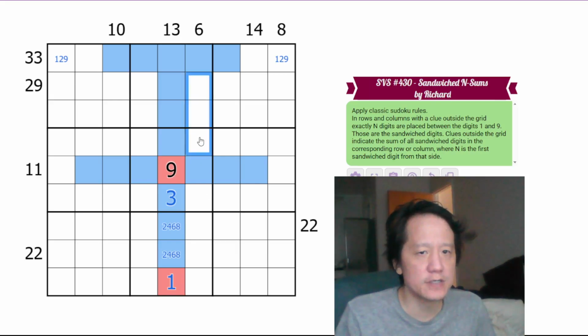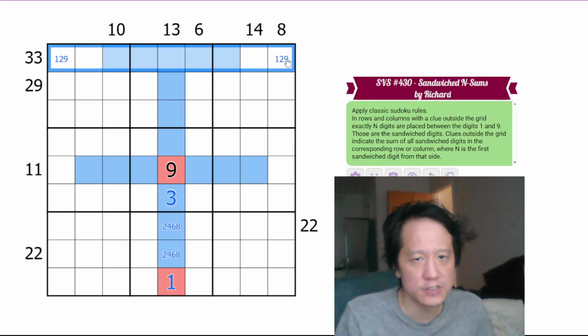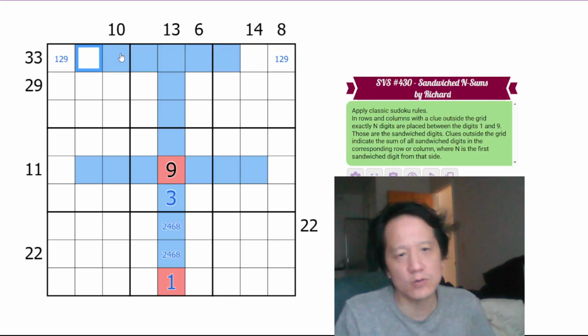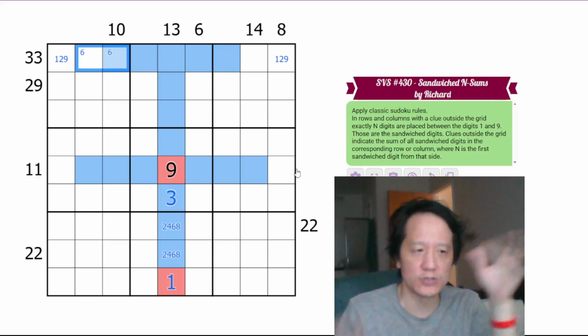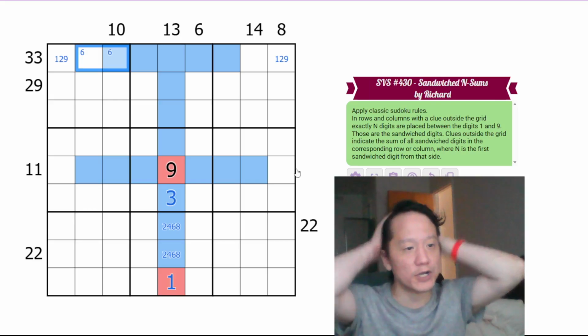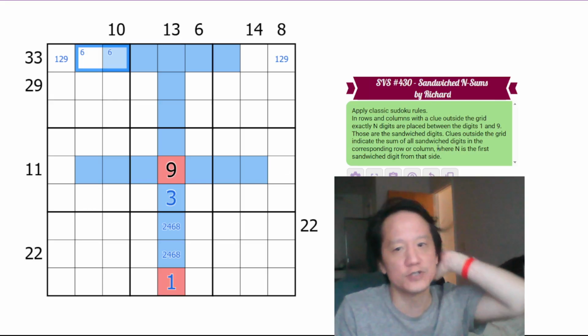For this 6 sandwich, you have to have a 6 be one of the first digits seen. So it's either here or here. One of these is a 6, guaranteed, because there are 6 digits sandwiched in between the 1 and the 9. So the 6 has to be the first sandwiched digit.